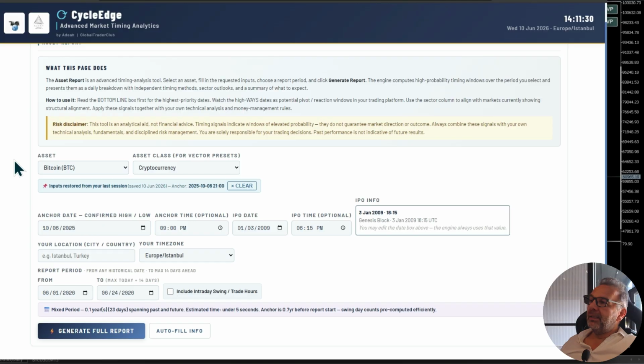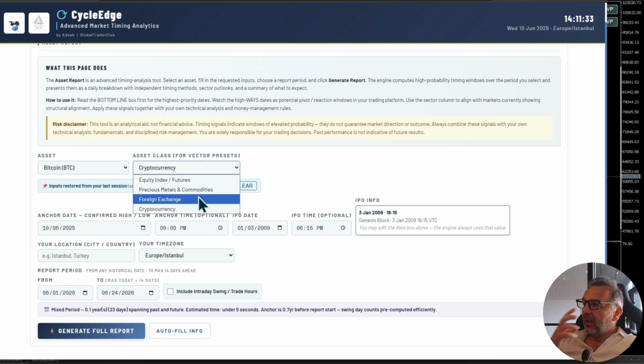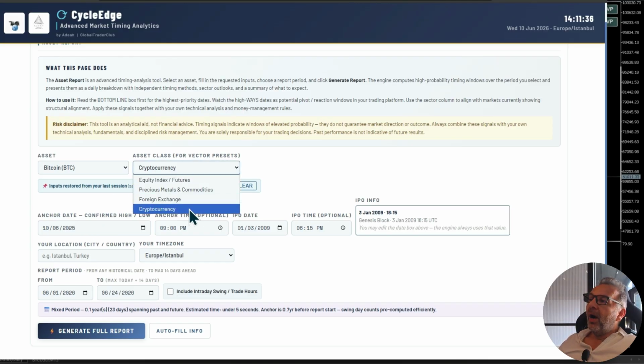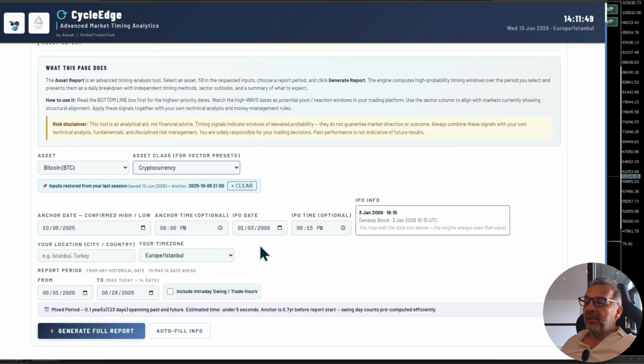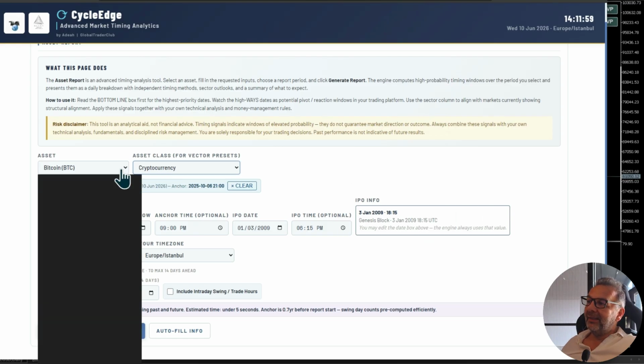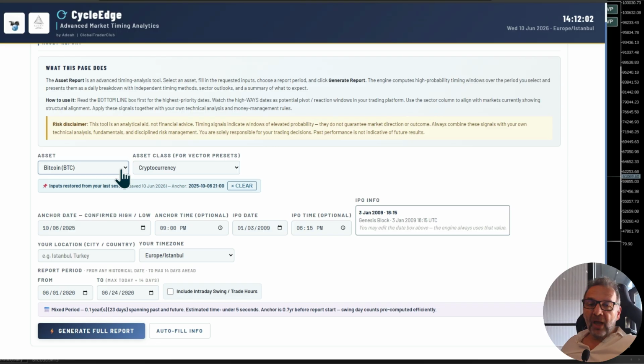If you use the custom button, then you have to select the category here, because that's important for timing. Then you select your anchor date, which is a confirmed high or a low, like I've picked here. And if you have the first trade date, that's great, put it in there. For anything on the list, it's going to automatically come up here, so you don't have to worry about it. Over time, we can expand the list. I can put a bunch of stuff on there and make this really comprehensive.